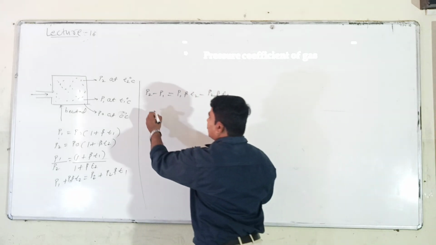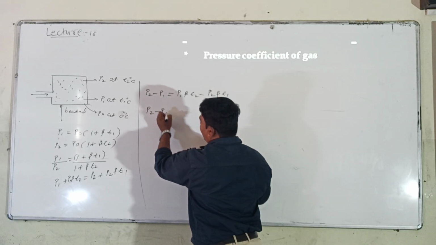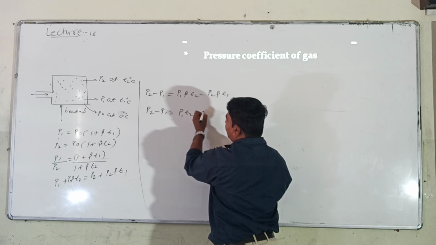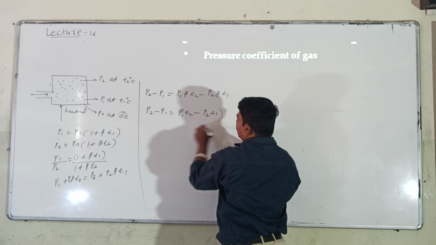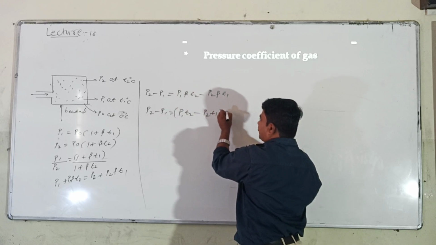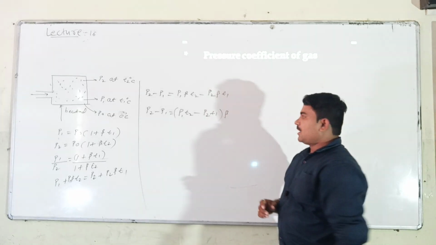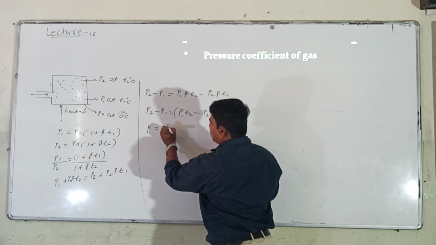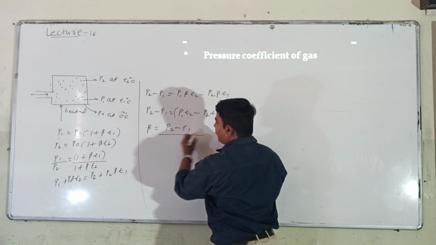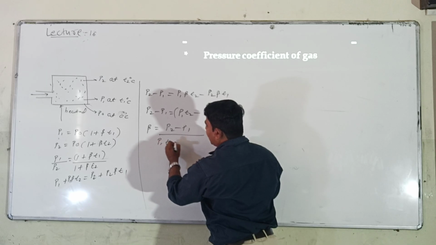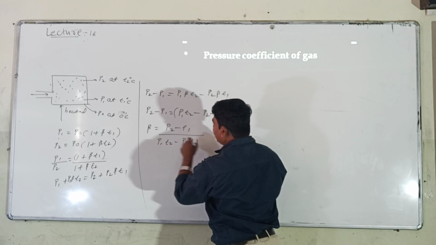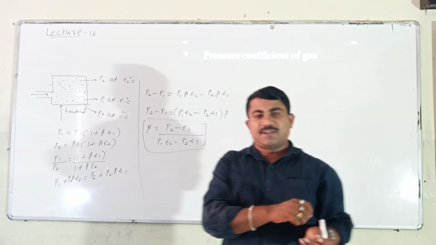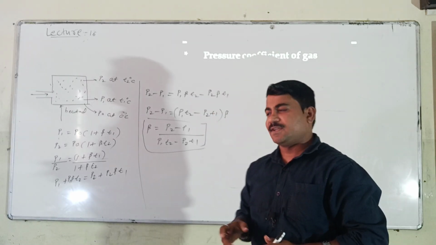Then how to write? See here. P2 minus P1 is equal to P1 into T2 minus P2 into T1, into bracket beta value. Then the pressure coefficient of the gas at temperatures T1 and T2 is P2 minus P1 whole divided by P1 into T2 minus P2 into T1. This is the pressure coefficient of the gas at T1 degree Celsius and T2 degree Celsius.